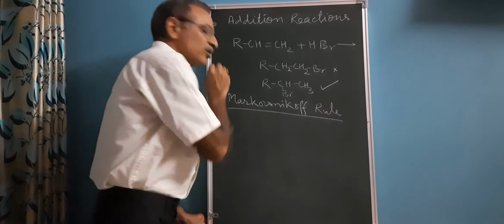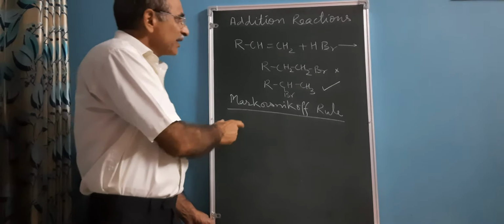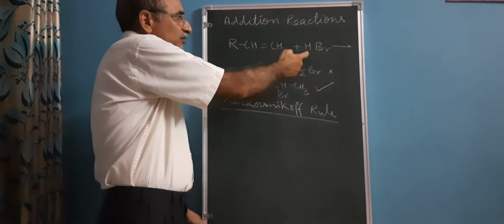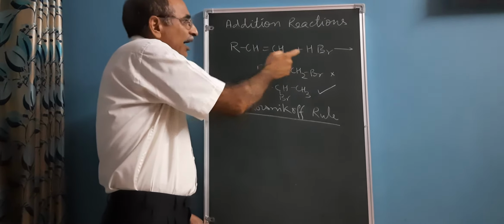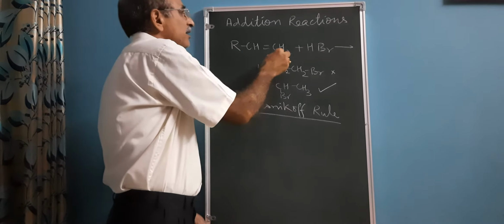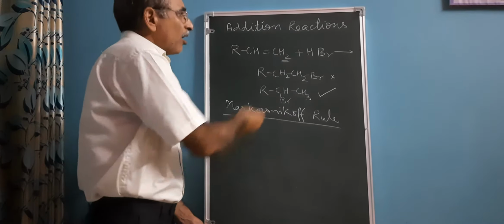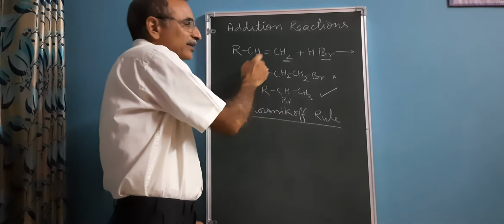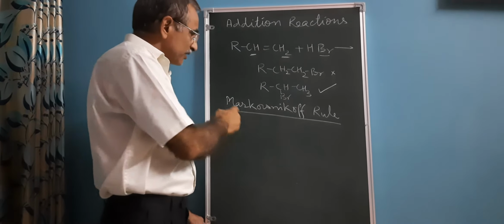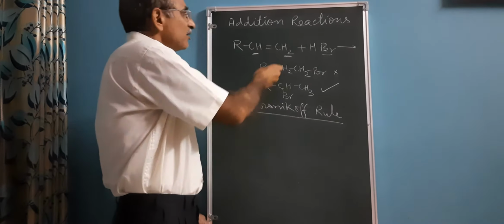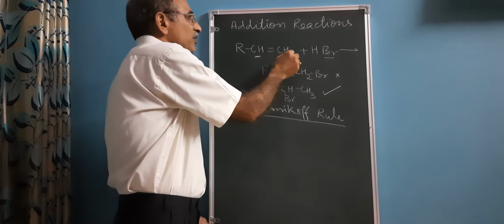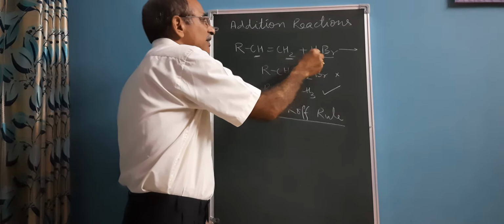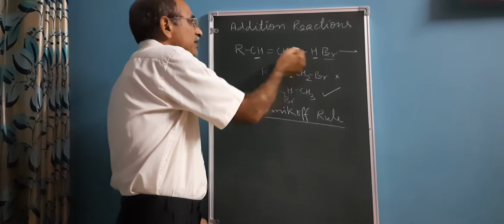This Markovnikov rule clearly states that during addition of halogen acid, especially HBr, in asymmetric alkene, hydrogen adds to the carbon containing higher number of hydrogen atoms, or negative part of this halogen acid will add to carbon containing lesser number of hydrogen atoms. This is Markovnikov rule. Here we can see that in first carbon we are having 2 hydrogen. Therefore, according to Markovnikov rule, here hydrogen will add to first carbon and bromine at second carbon.